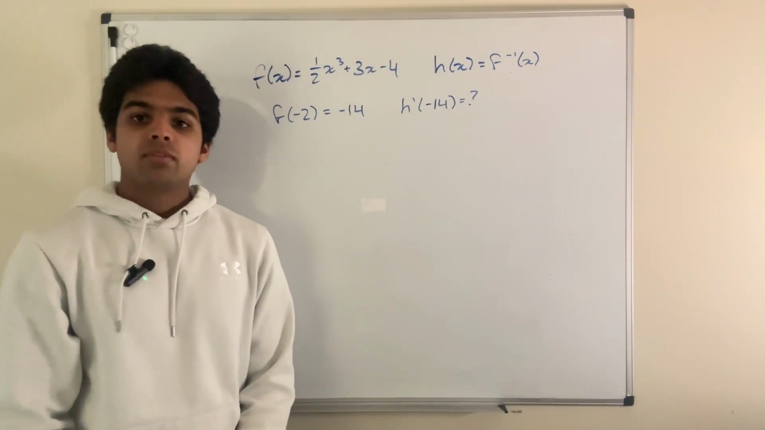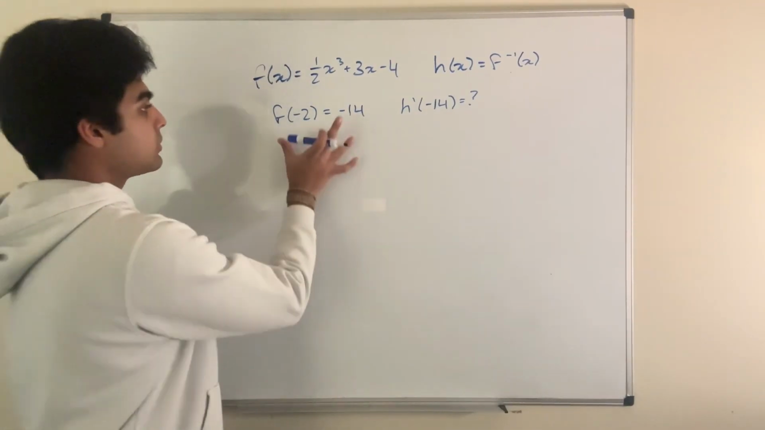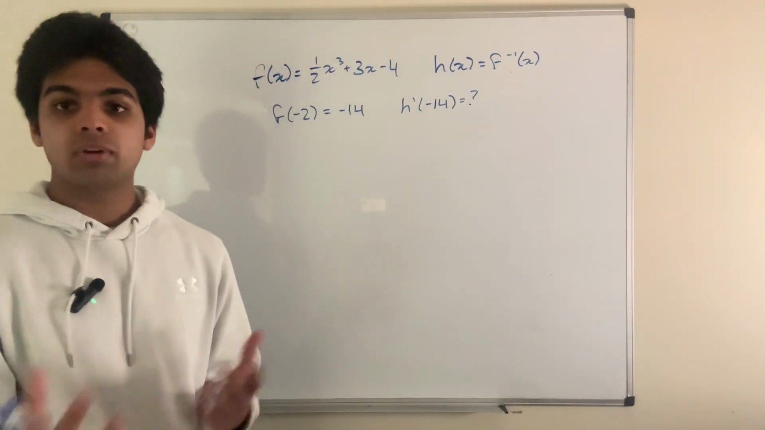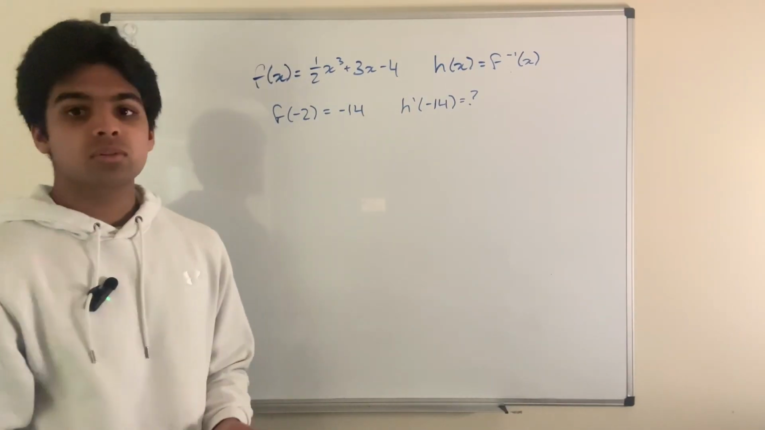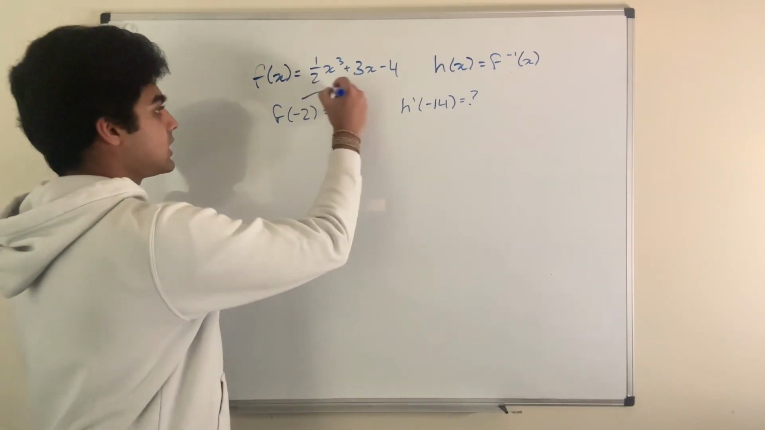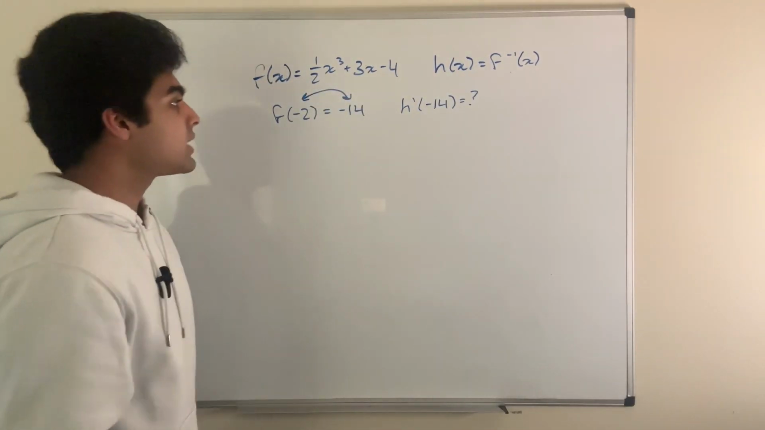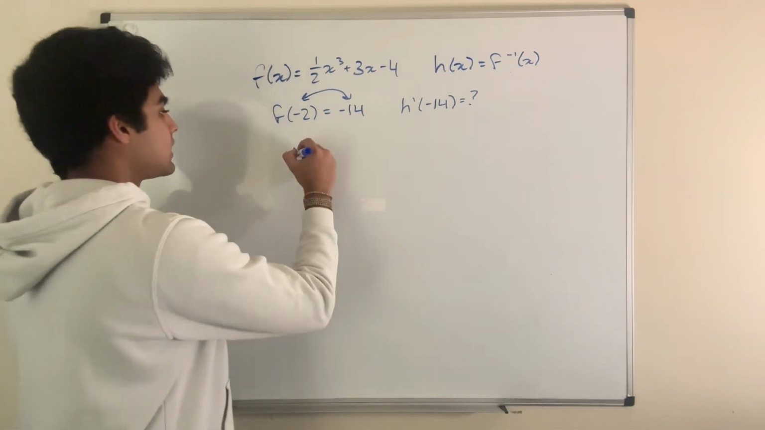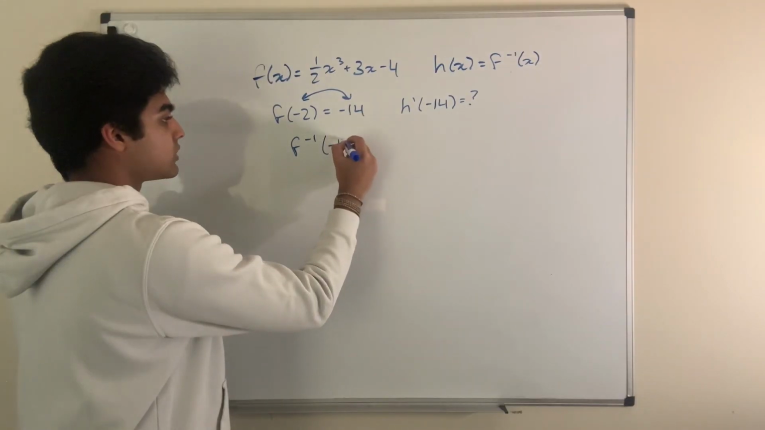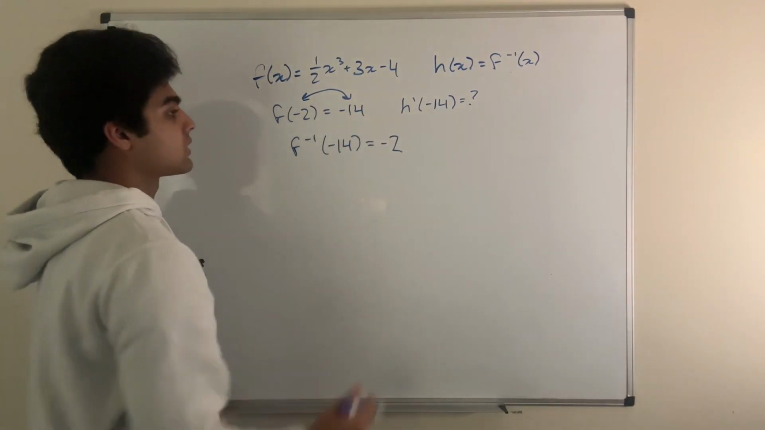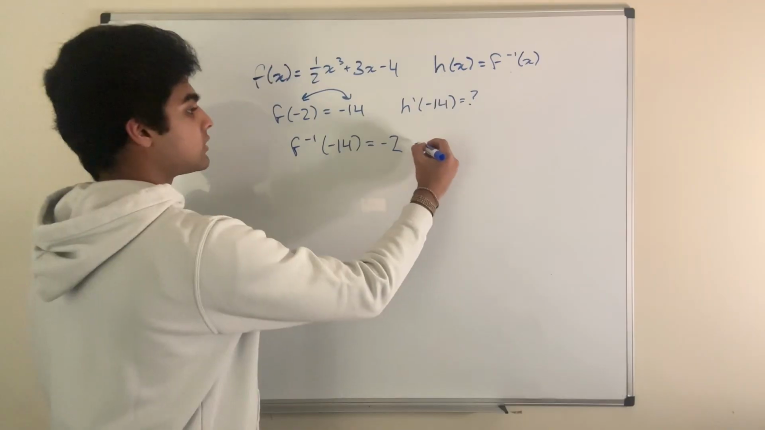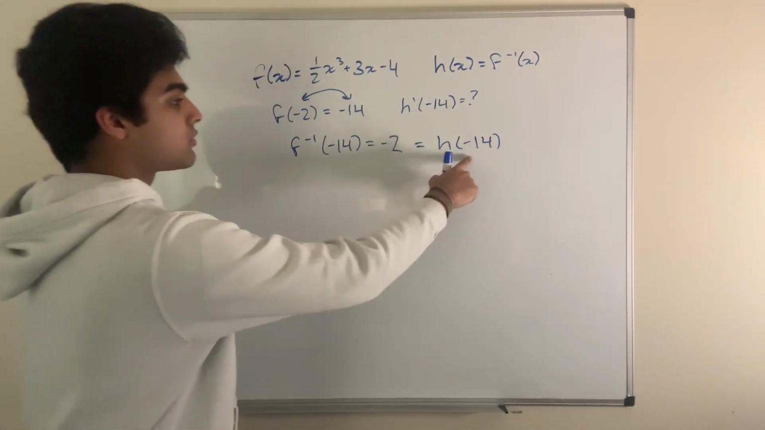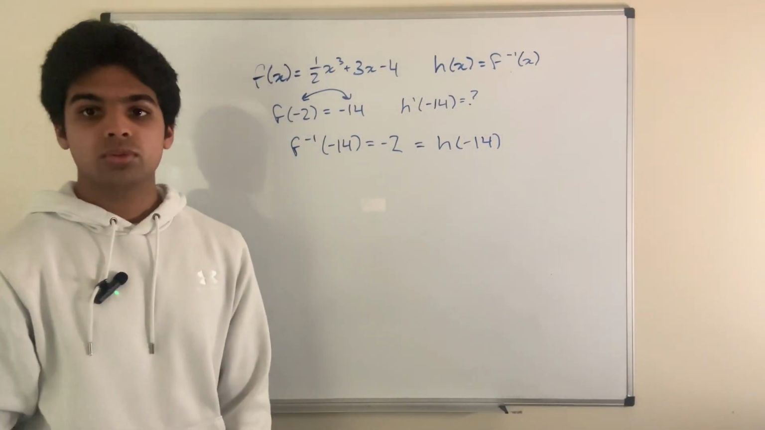So another property of inverse functions that we have is when we have a point on the regular function, then for inverse functions we're going to have the same point except just swapped, right? So what that means is that if f of -2 is -14, then the inverse function of -14 is going to be -2. And we know that the inverse function is just denoted as h of x, right? So h of -14 is just going to be equal to -2.